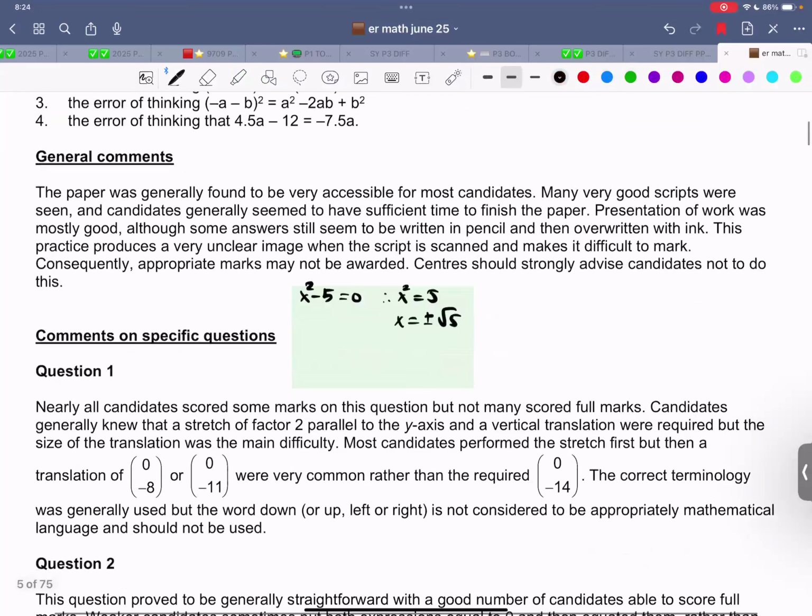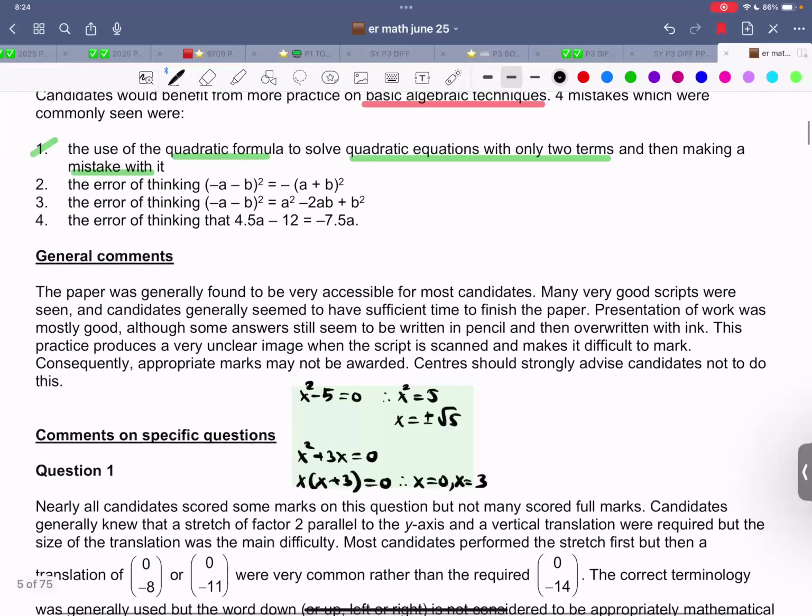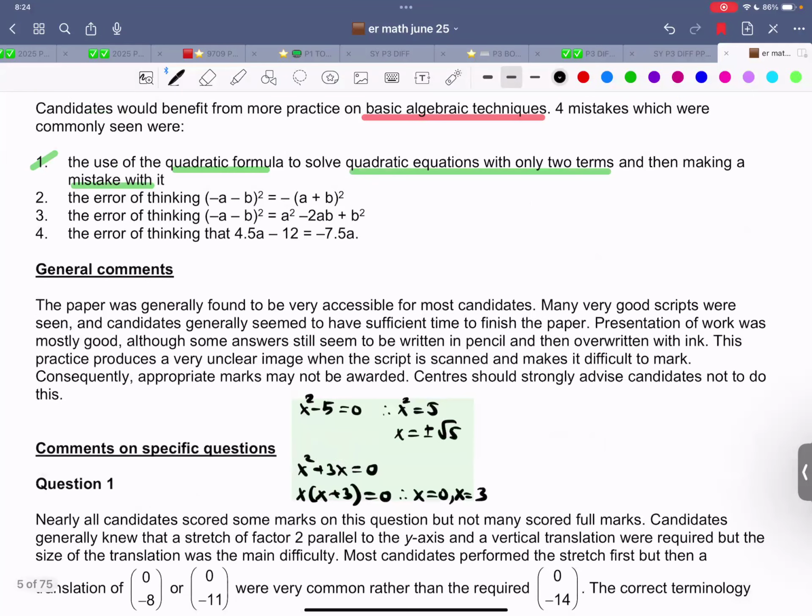Of course not. Let's say you have x squared plus 3x equals 0. x common, x plus 3 equals 0. Therefore, x is 0. Therefore, x is -3. Would you use a quadratic formula? The answer is no. The second thing, that is in purple color.